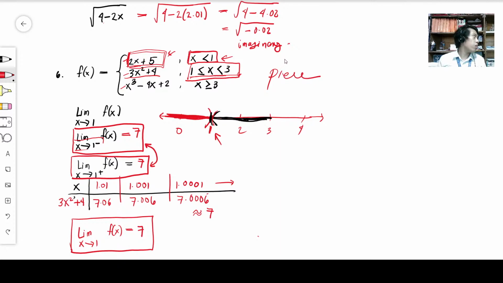Piecewise function. P-I-E-C-E-wise function.